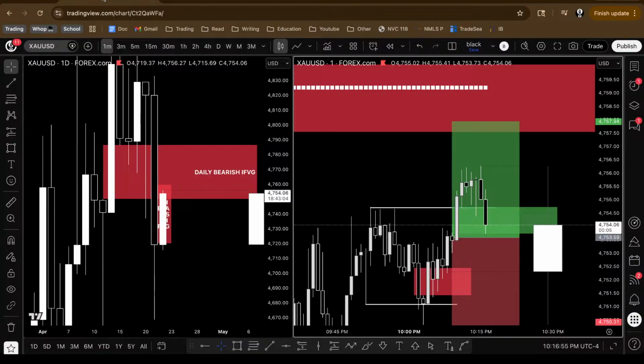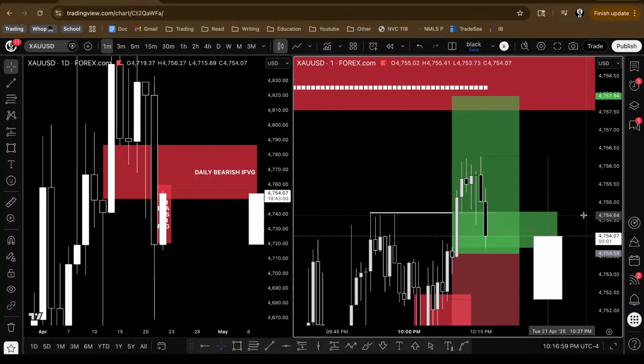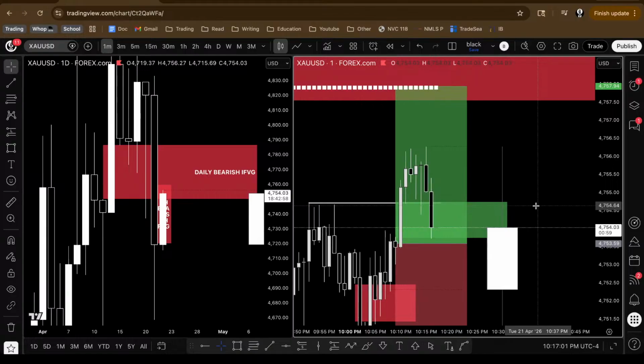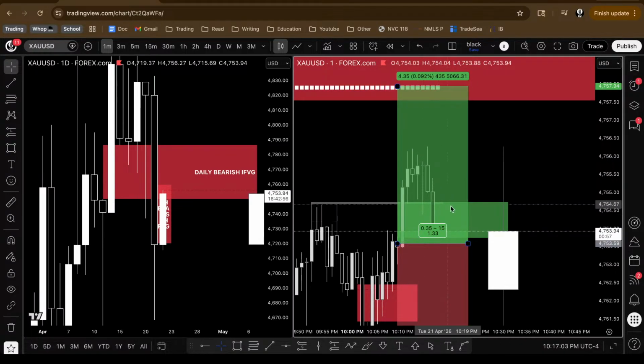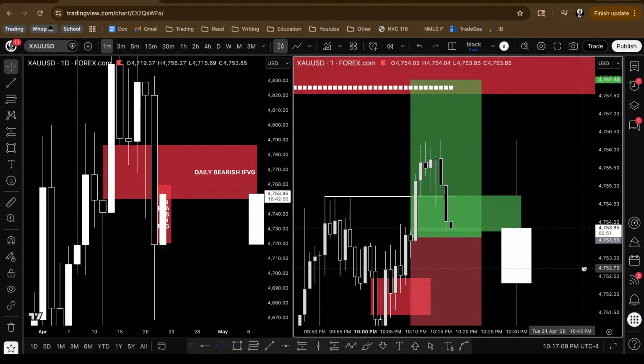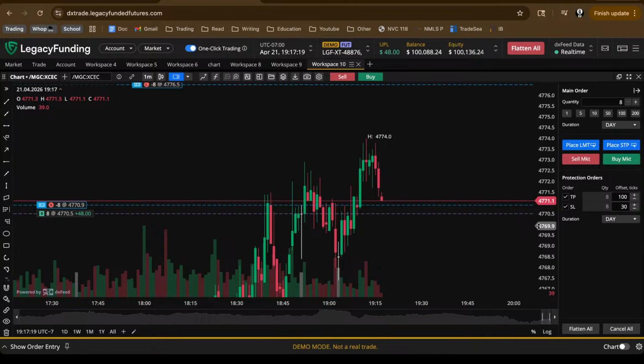Come on. 3, 2, 1. We closed inside of it. So that's a good sign. Let's see how the next candle works around it as well. This should still go up because this is a bullish FVG. Come on, don't go down. Don't go through this.